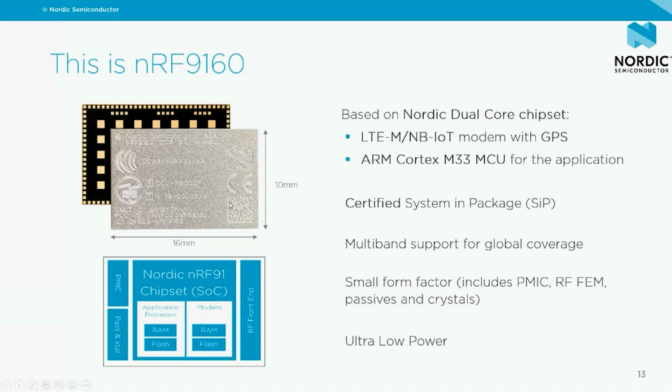Really small, 10 by 16 millimeter. That includes front end, PMIC, passives, crystal, almost everything you need, except basically SIM, antenna, and a few passives and power, of course. So if you look briefly inside the system in package, you have the 91 chipset from Nordic with the modem and the application processor, RF front end, power management, and then passives and crystal fitted inside the system in package.